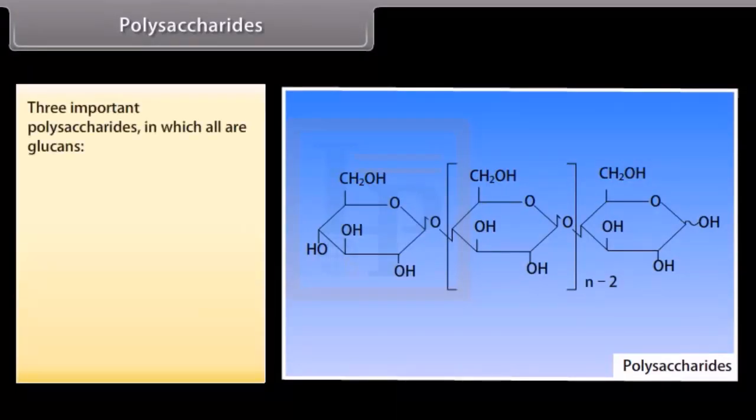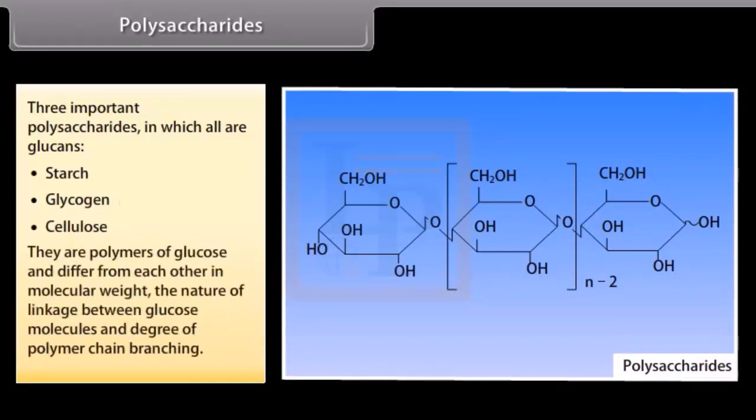Three important polysaccharides, all of which are glucans: starch, glycogen and cellulose. They are polymers of glucose and differ from each other in molecular weight, the nature of linkage between glucose molecules, and degree of polymer chain branching.